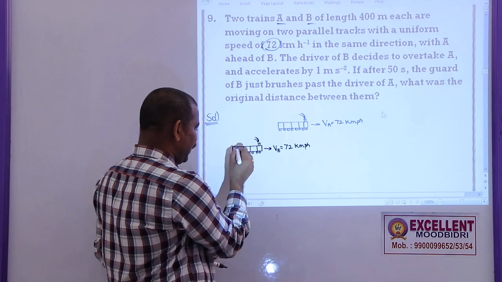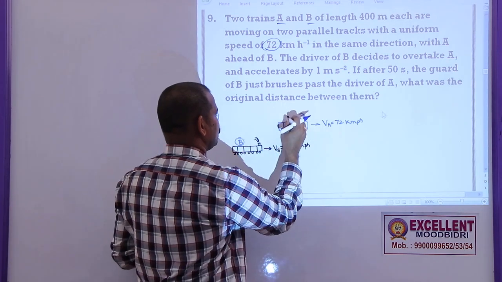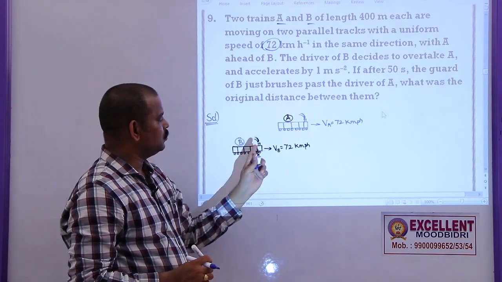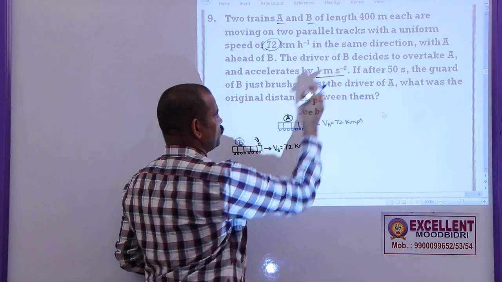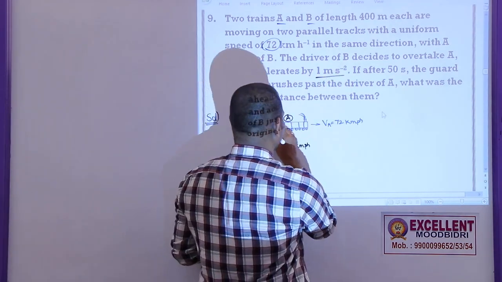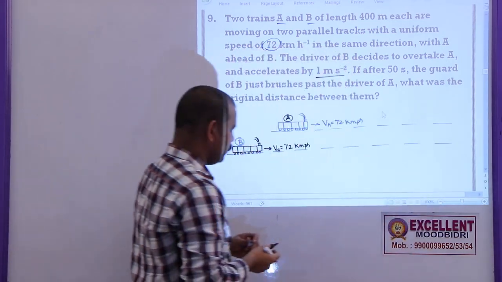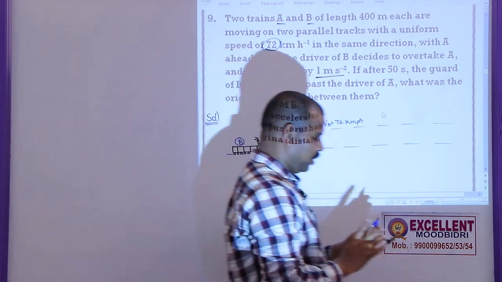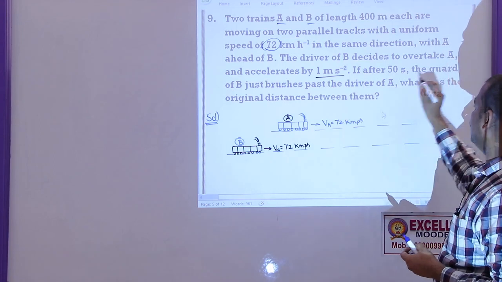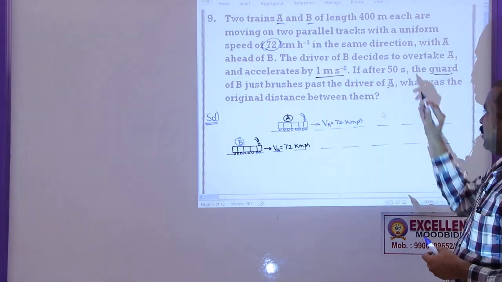Now train B wants to overtake train A. Because B is behind, it overtakes A, and due to this it gave some acceleration to the engine. That is why after 50 seconds of traveling, let us say this is the first track and this is the second track, it is found that the guard of train B just brushes past the driver of A.